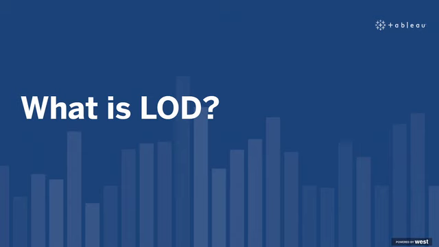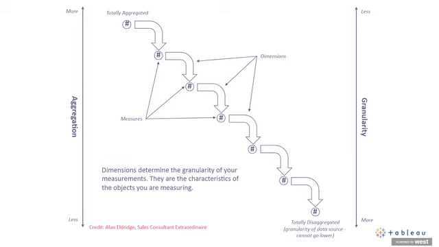So that's an example of how the level of detail of the data can impact the questions that you're asking. But let's take one step back and talk about what level of detail is, so we get a concrete definition. This is a visualization that Alan Eldridge, one of our esteemed sales consultants here at Tableau, developed to help explain level of detail to Tableau customers. I just want to go over it a little bit, because I'll be using it throughout the rest of the talk to cover a number of scenarios.